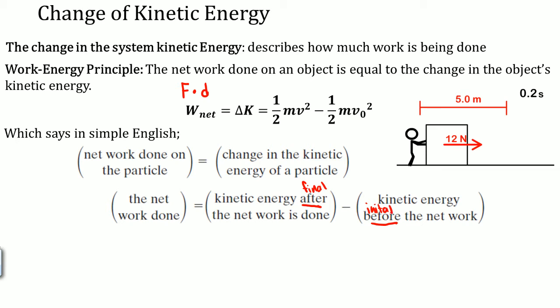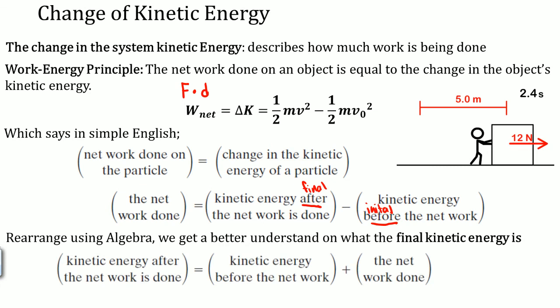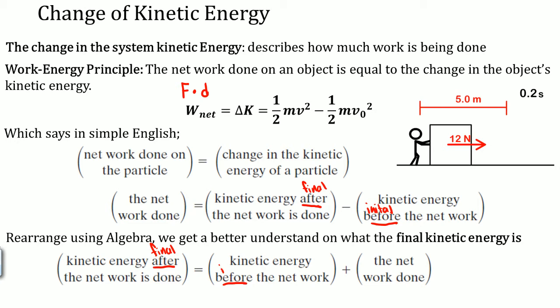The net work done can be seen that way. If we arrange things using algebra by just adding the initial kinetic energy to both sides, you can say that the kinetic energy after, so this is the final kinetic energy, is equal to the initial plus the work done, which is the person moving the block. This is a very good conceptual understanding of what kinetic energy is.